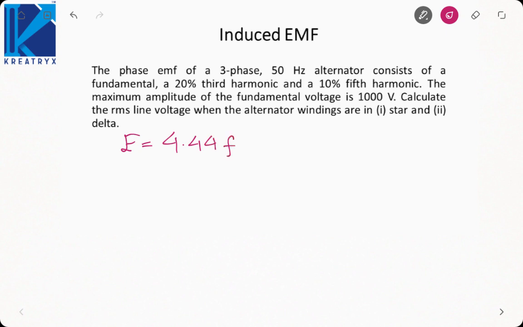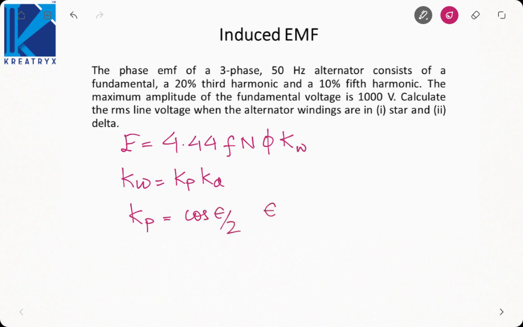4.44 f N phi Kw. Kw is the winding factor, which is basically the product of pitch factor and distribution factor. Pitch factor is given as cos of epsilon by 2, where epsilon is the short pitching angle.